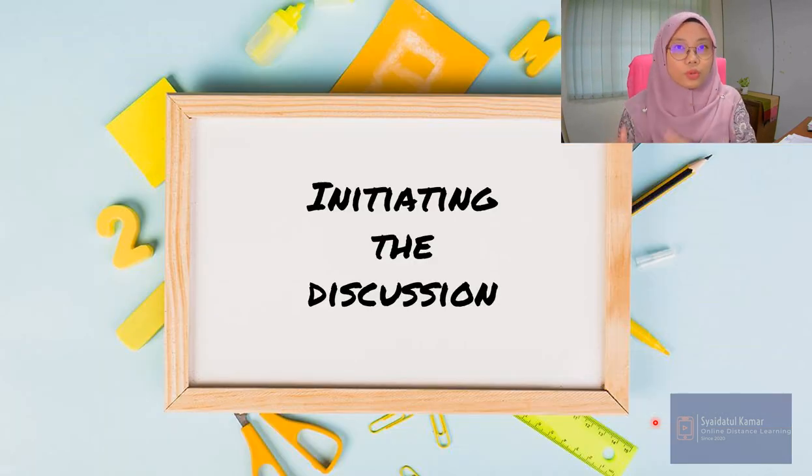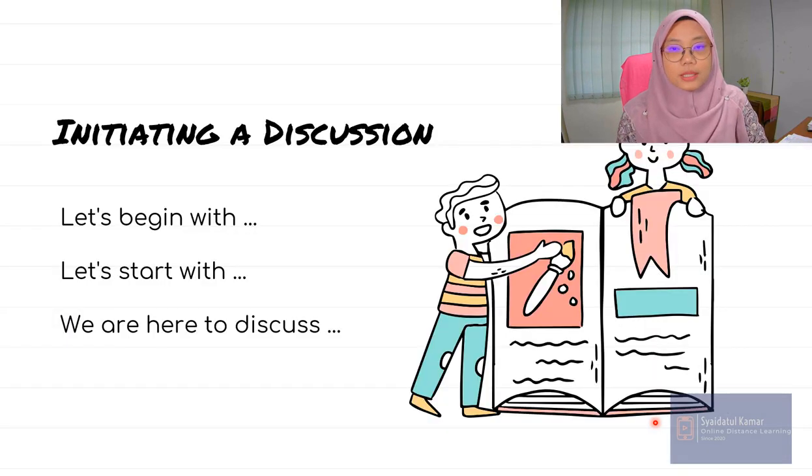Okay, so how to do all that? First, especially in your test, when you are sitting in a group, obviously you have to initiate the discussion, or start the discussion, right? So how to start the discussion? One of you can say words like, first, let's begin with, let's start with, we are here to discuss about, and then you can mention the topic that you are going to discuss.